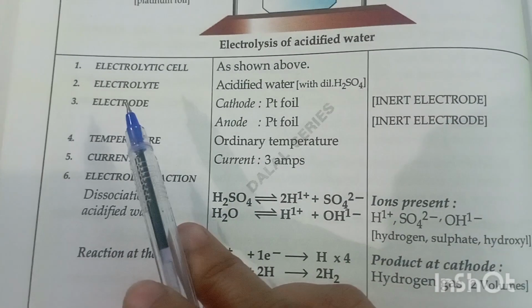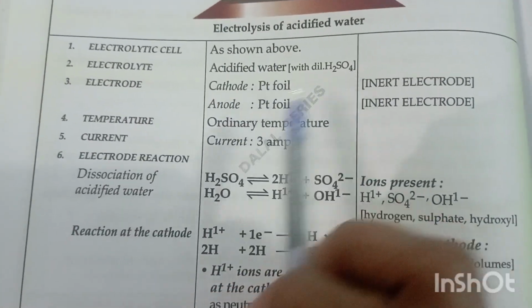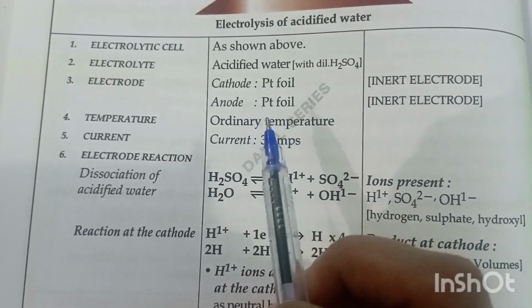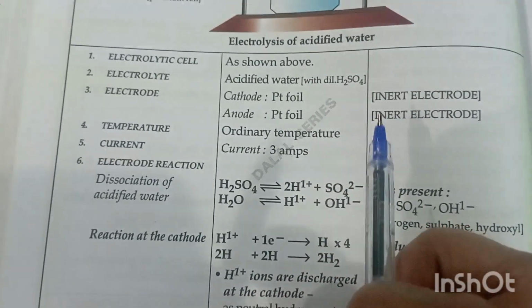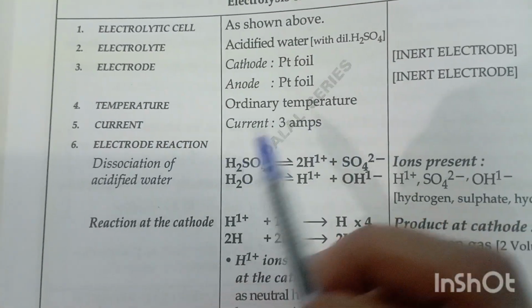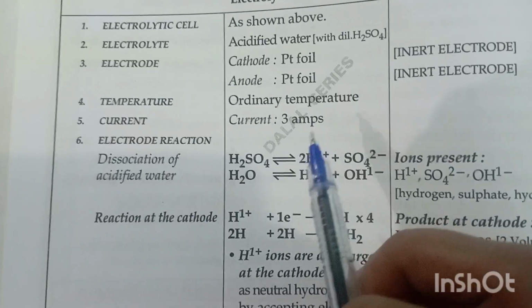Now the electrolyte is the acidified water with dilute H2SO4. The electrode here is platinum foil. Cathode as well as anode both contain platinum foil, and platinum is an inert electrode. Temperature is ordinary or room temperature. The current taken here is 3 amperes.